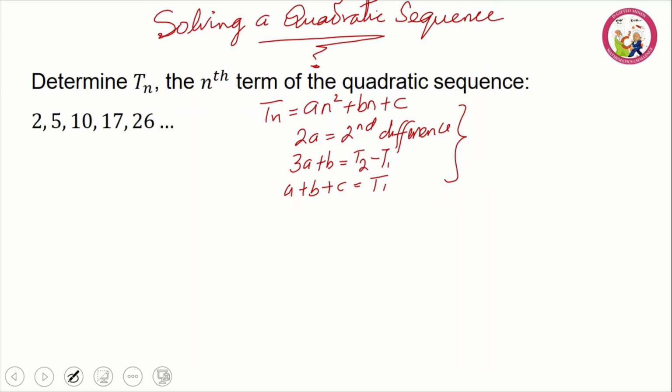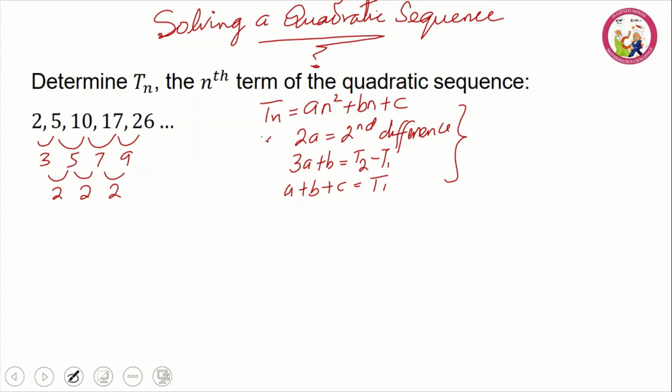We have to solve for the first differences. 5 minus 2 is 3, 10 minus 5 is 5, 17 minus 10 is 7, and 26 minus 17 is 9. So here we have the first differences. Then we have to solve for the second difference, which is expected to be constant. 5 minus 3 is 2, 7 minus 5 is 2, 9 minus 7 is 2. Now we can go ahead and apply these equations.